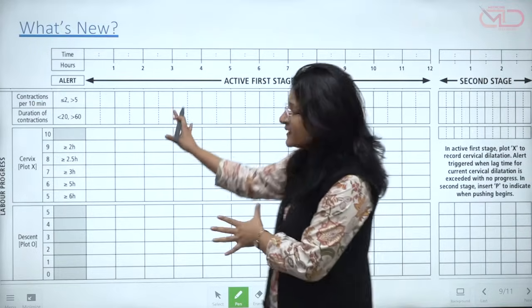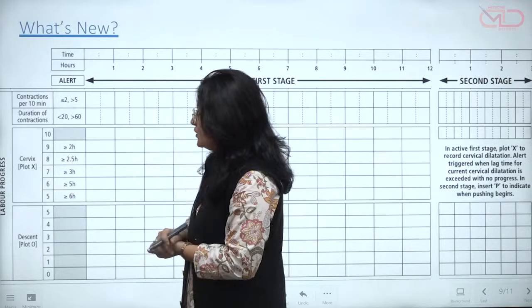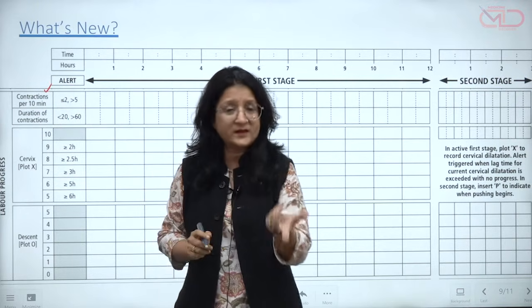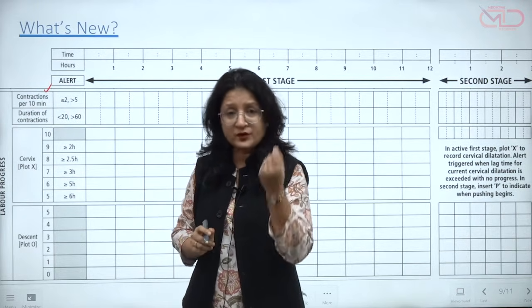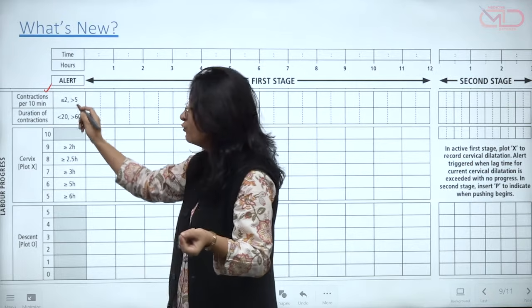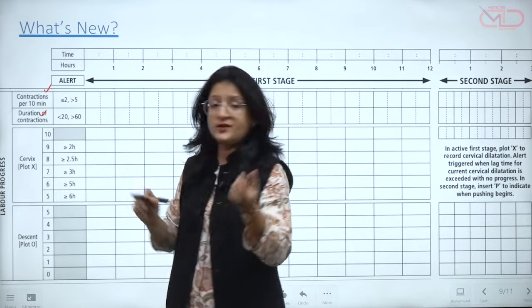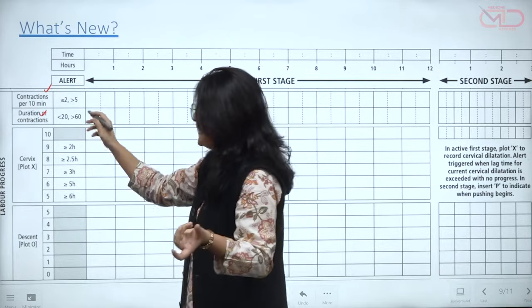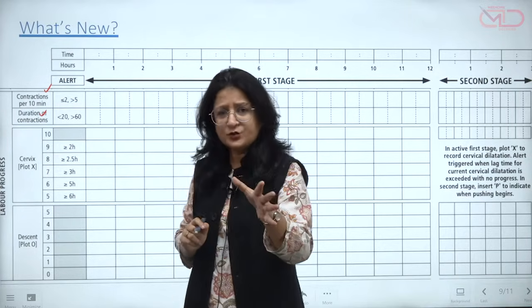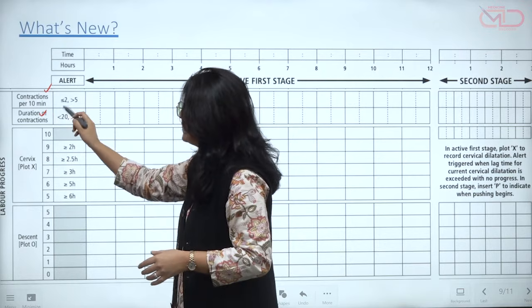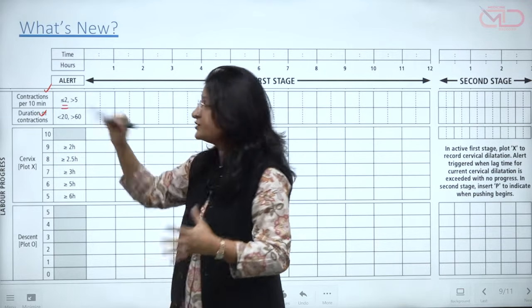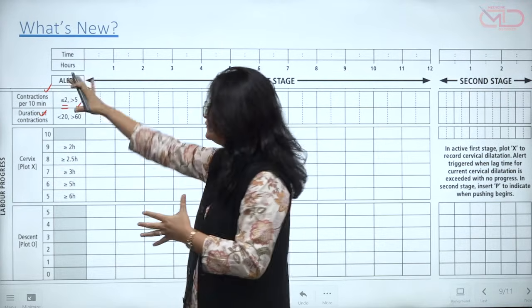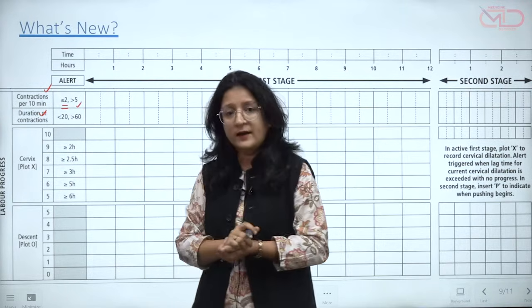Now what else is new here? Let's have a look. So when we are noting the contractions, we are actually writing the frequency of contractions. So number of contractions in 10 minutes has to be noted. The duration of contractions has to be noted. Each contraction lasting for how many seconds, that is noted. So that is averaged out over a 10-minute period. So you have anything less than or equal to 2 contractions is an alert, and more than 5 contractions is an alert. Similarly for duration also alert thresholds are noted.